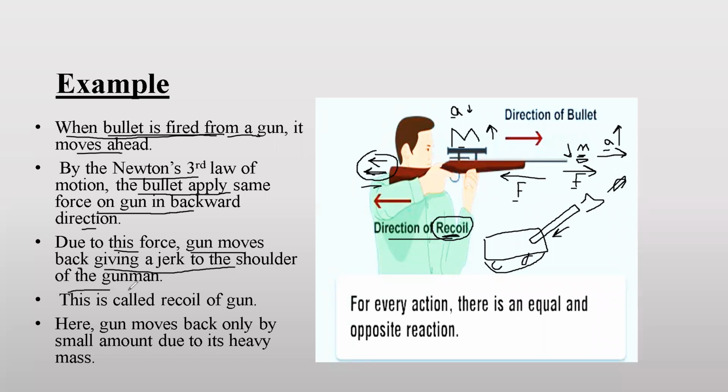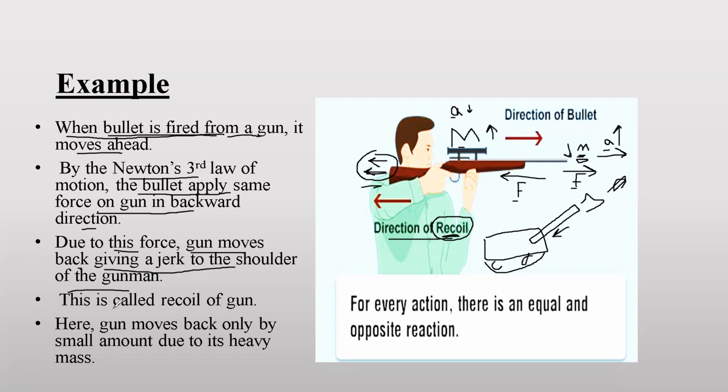the gunman. Okay, and you might have seen that if a person or a soldier is continuously firing from a gun, then his hand and the gun continuously give a jerk. Okay, and that is what is explained over here, why it gives a jerk. It is giving a jerk because of the force applied on the gun. That is a reaction, right?